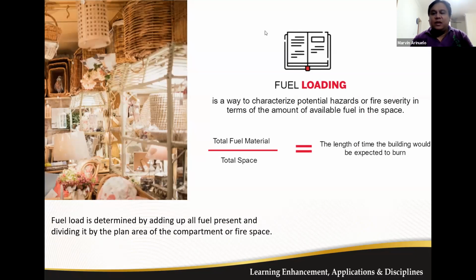And the result is the length of time the building will be expected to burn, based on the total amount of fuel available and the total energy produced. So again, the fuel load is determined by adding up all fuel present and dividing it by the planned area of the compartment or the fire space.